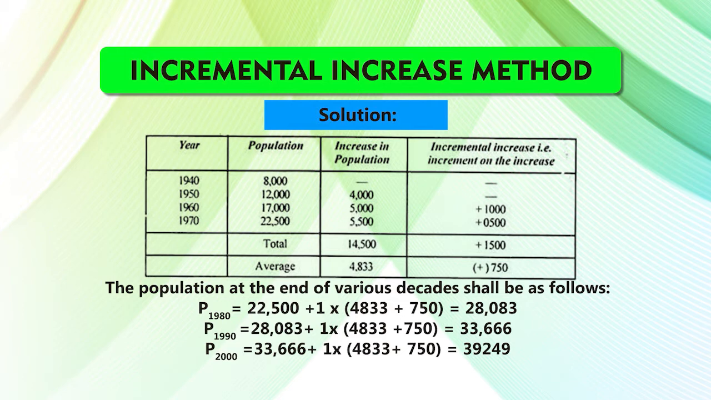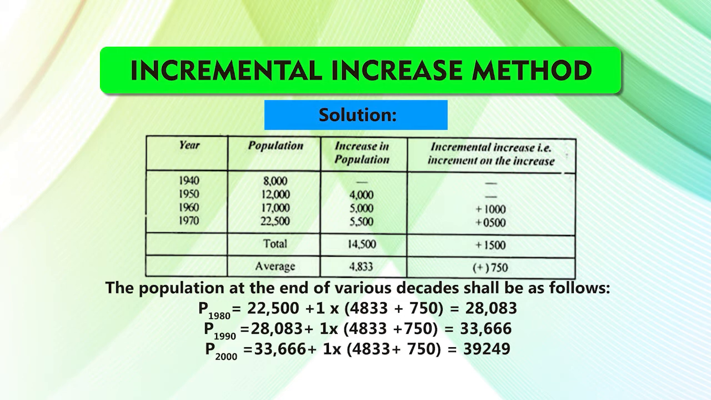Now we have to calculate the population for 1980. So keep the population of the last decade, 1970, which is 22,500. Decade number taken as 1, into the bracket: value of a is 4833 and value of b here is equal to 750. So the value comes to 28,083.